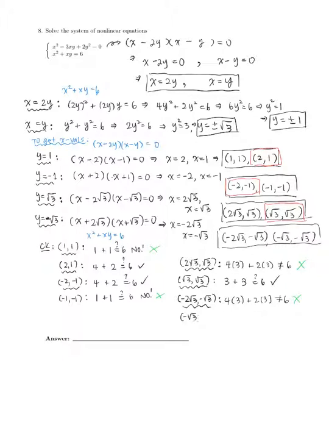All right, last one, negative root 3, negative root 3. You should be able to see that this is going to be a solution. So you're going to have 3 plus 3. Is it going to be 6? Yes. So we keep that one. So it looks like our solution set is going to be 2 comma 1, negative 2 comma negative 1, root 3 comma root 3, and negative root 3 comma negative square root of 3. Sorry, let me just box this so that you can tell which is the answer and which is the work.